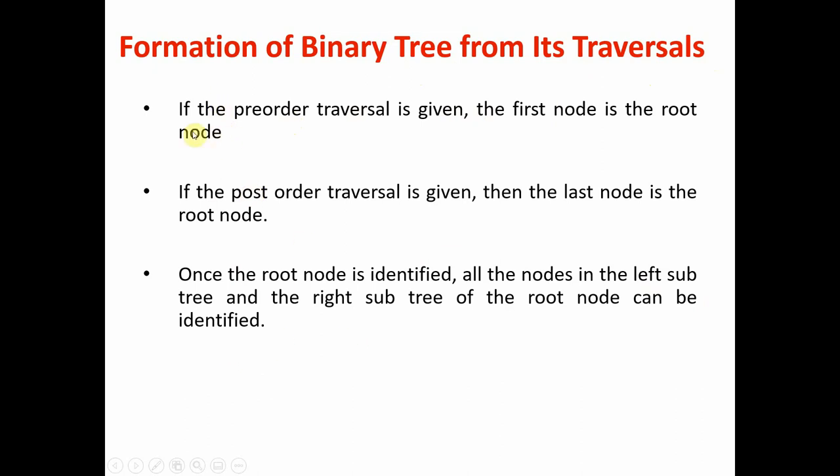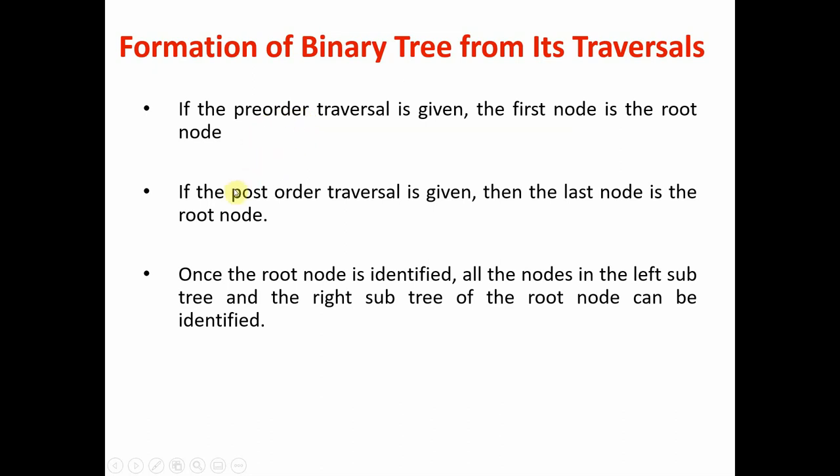So first of all, some observations. If the pre-order traversal is given, the first node is the root. If the post-order traversal is given, then the last node is the root. The last node is the root node. Okay. And once the root node is identified, all the nodes in its left subtree and the right subtree of the root node can also be identified.